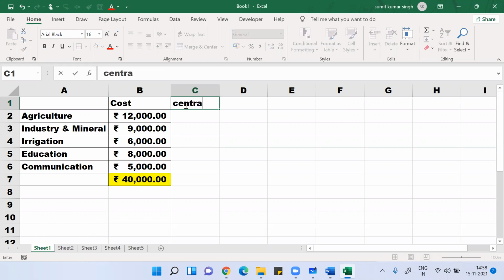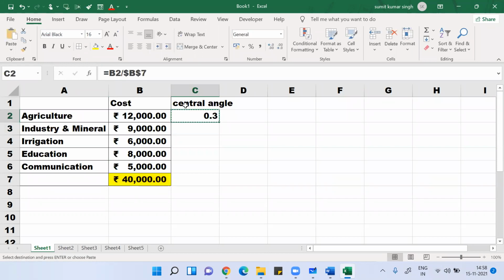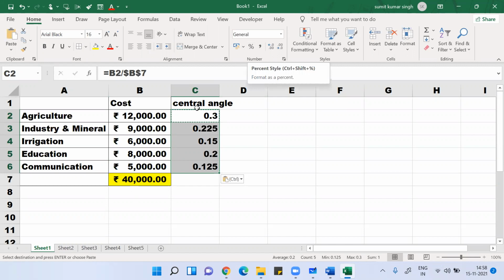I need to find the central angle. So to find the central angle, what formula will I use? This cost divided by the total cost, fix that cell with the F4 key. So you will get the angle here. So these are all your values, and you can multiply all of these with 100.